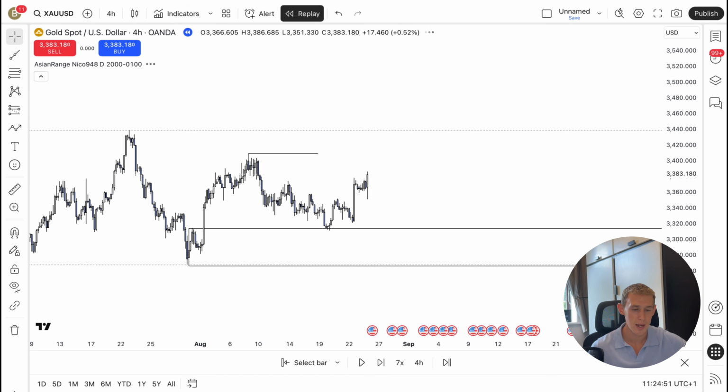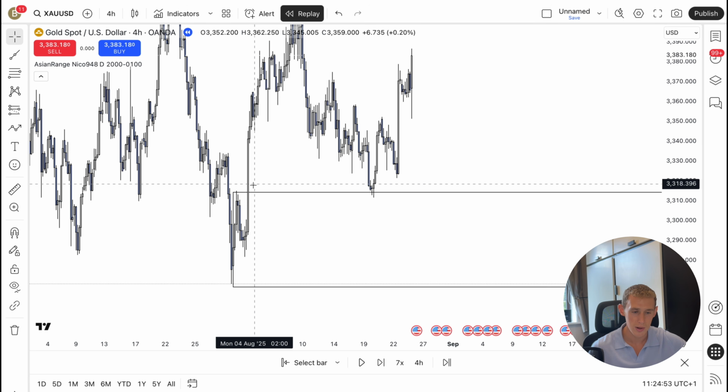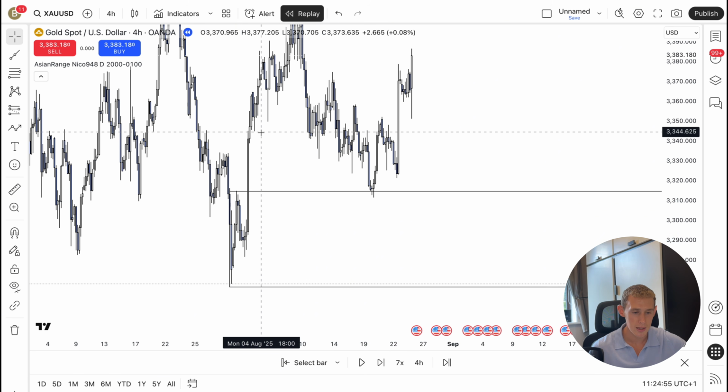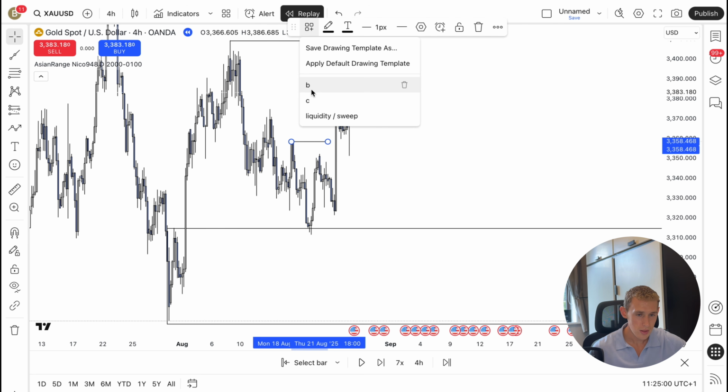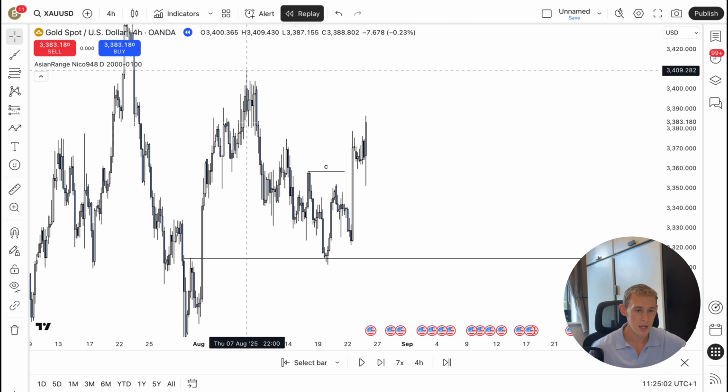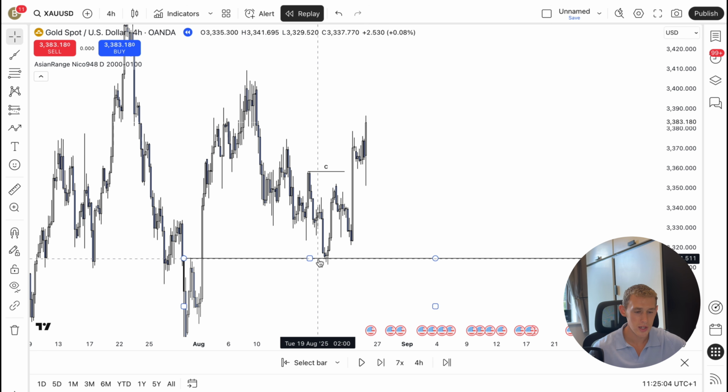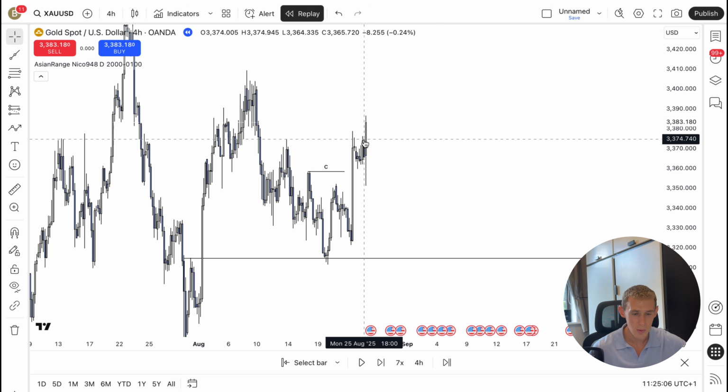Now, if we look at lower time frame structure, we can see that once price tapped into this daily demand zone, we had price shift back bullish on the 4 hour. Just here, you can see that price was in this bearish trend approaching the demand, but once it came into that demand, we had that very clear shift back bullish.